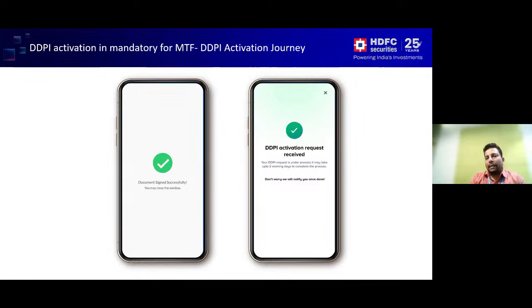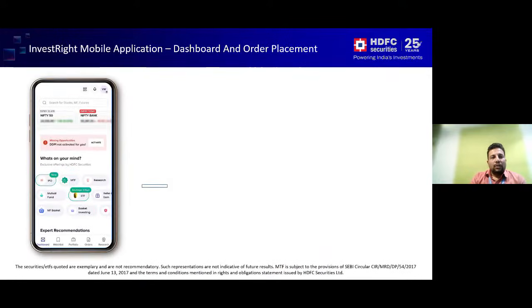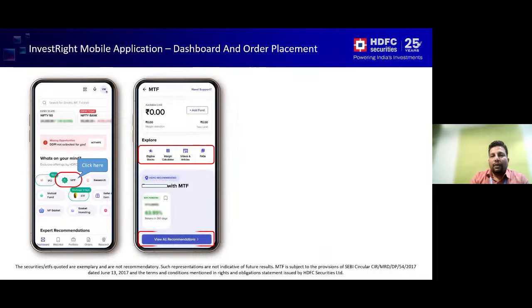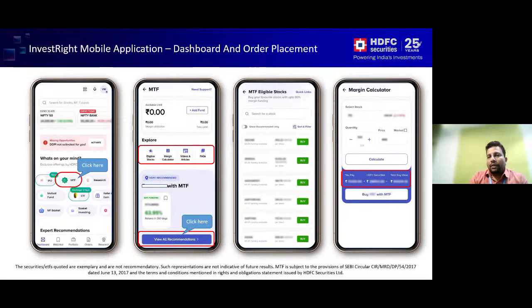You will get a message of DDPI activation request received, and within 2 working days, the same facility is available on your app. The same goes with some features like replacement order. All these things you will find on the app, and you can use these features to use the MTF.